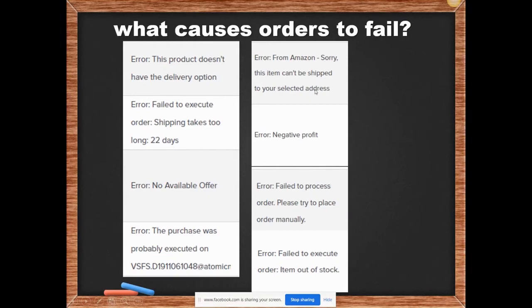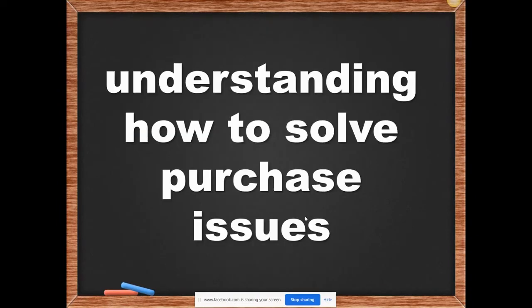Can't ship to address. Again, pretty self-explanatory. And of course the most annoying one of them all: failed to process order, please try to place order manually, which is kind of a general error and could indicate a couple of problems, but we'll talk about it more later. So after we've understood why orders are failing to be processed in the first place, we'll now talk about how to solve these issues.